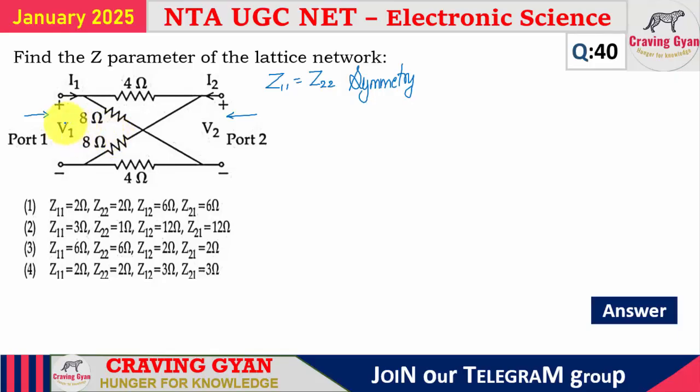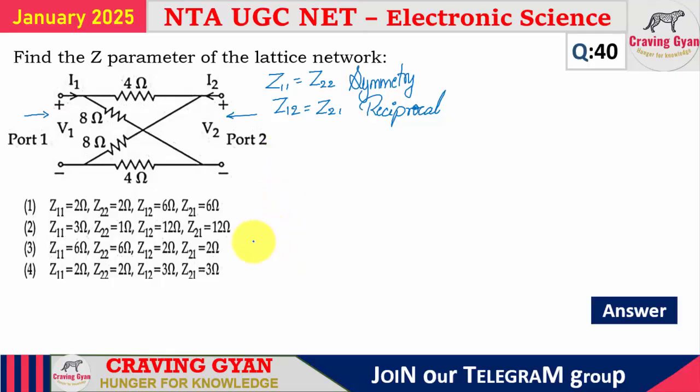Now look at the things. The impedance that is seen from port 1 to port 2 and from port 2 to port 1 is the same. Nothing but Z12 equals Z21. What I can tell, they are reciprocal in nature. The circuit is reciprocal in nature. Very, very important. So the circuit is symmetrical as well as reciprocal.